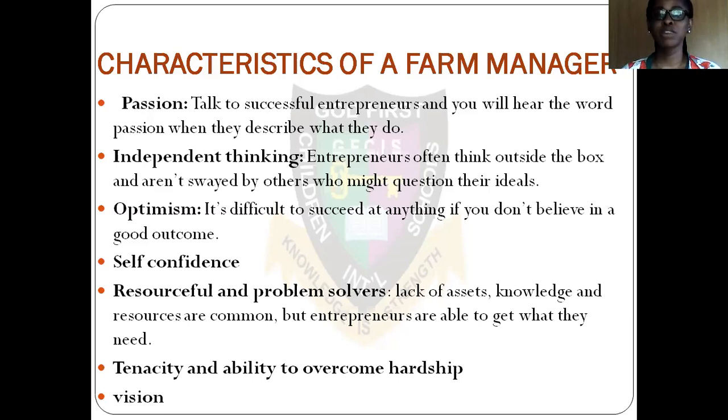Tenacity and the ability to overcome hardship. When the harvest period has come and the farm produce didn't come out well, they have the ability to overcome hardship. They believe in themselves and believe that in the next season the harvest will be better than the previous year. Vision. They know where they are going. They know that in 10 years' time, their farm produce can be exported outside the country. So they have vision and passion for what they do.